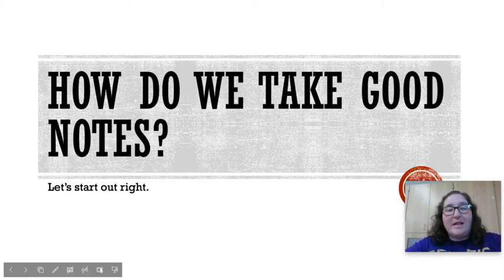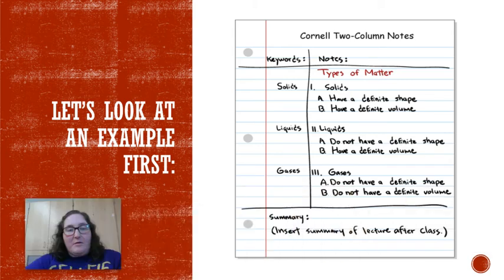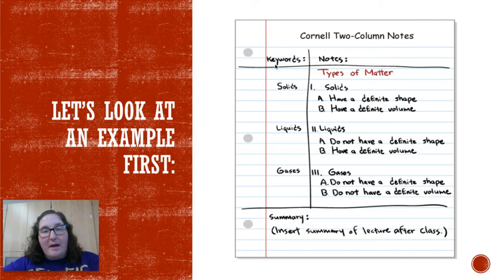So, let's start out. How do we take good notes? Let's look at an example first. I want you to notice that we have keywords up here, and you can clearly see these things right here. That's important because when you take notes, you want to make sure that it's something that is going to catch your eye, so that when you go and look at them again, you're not just like, oh, this is a jumbled mess. And also, notice that this is not just paragraphs, it's organized into different things. So, okay, let's continue.